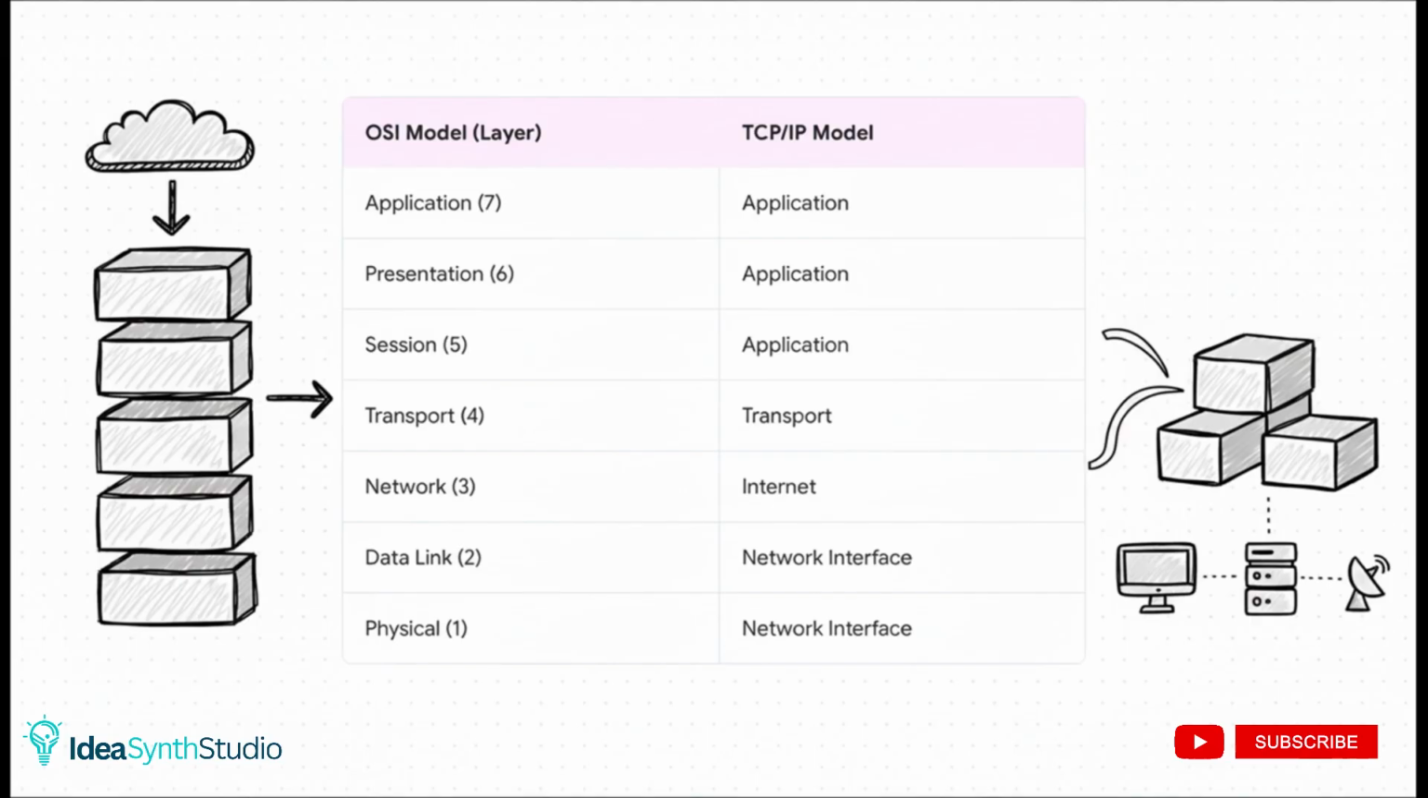Okay, so you might have heard of something called the OSI model. It has 7 layers, and it's a great blueprint, really useful for learning. But TCP/IP is what's actually running the show. It's the one doing the work. It's way more streamlined, squishing those 7 layers down to 4 super practical ones. Why? Because it was built from the ground up to just get the job done, period.